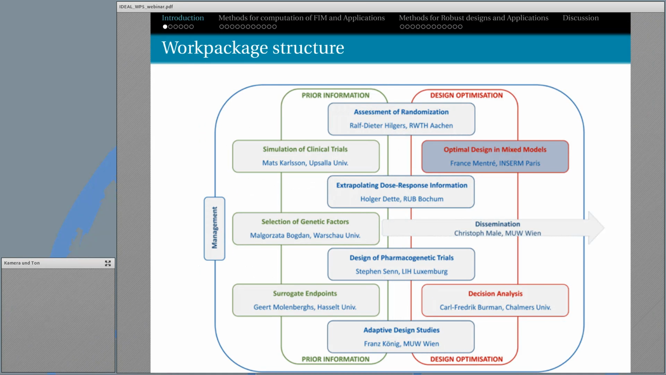So first, remember that we have several work packages in IDEAL, and several work packages are devoted to design optimization, and our work package, WP5, is focusing on optimal design for mixed models.